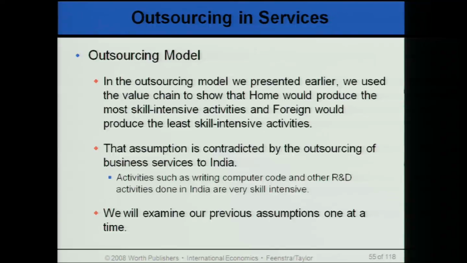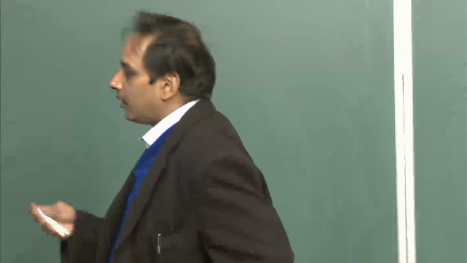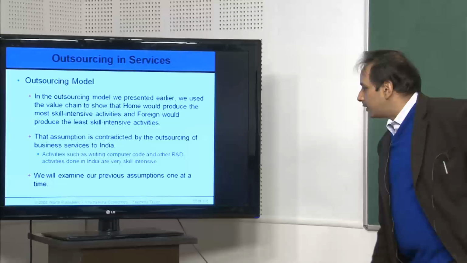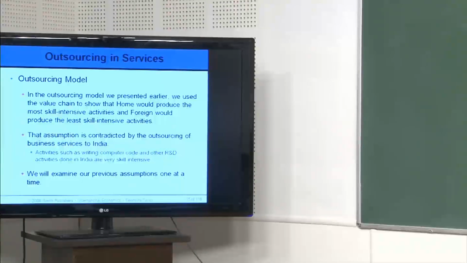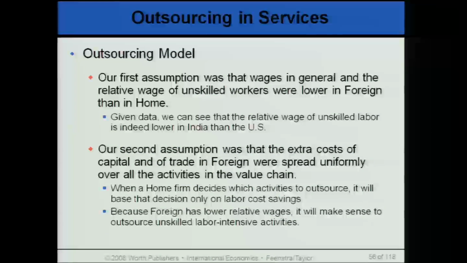So in the outsourcing model which we presented earlier, we used the value chain to show that home would produce the most skill intensive and foreign would produce the least skill intensive. Now this assumption is contradicted by the outsourcing of business services to India. Activities such as writing computer code and R&D activities are done in India, which are skill intensive, and it is easy to transfer these activities to India because of the revolution in information and communication. We will examine our previous assumptions.